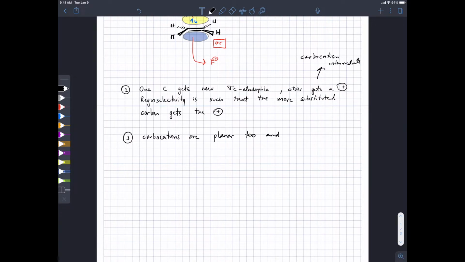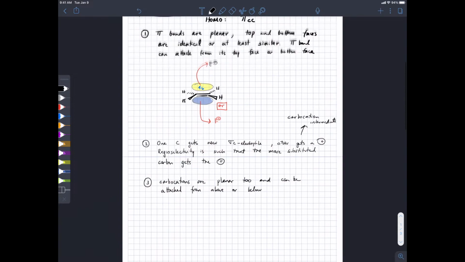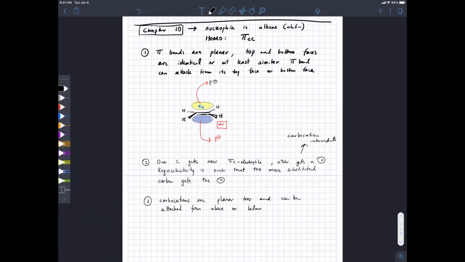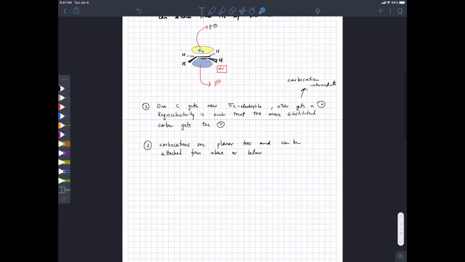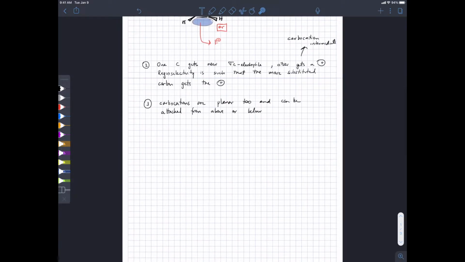And can be attacked from above or below. All right. So what we're proposing here for a reaction in which the nucleophile is an olefin is that the nucleophile attacks an electrophile, we make a new sigma bond, we get a carbocationic intermediate, and then that carbocation gets attacked to give you a product.